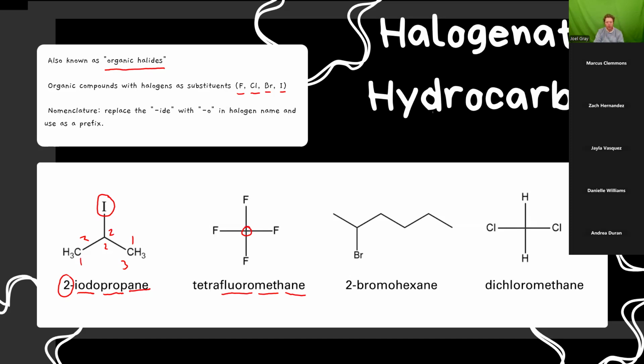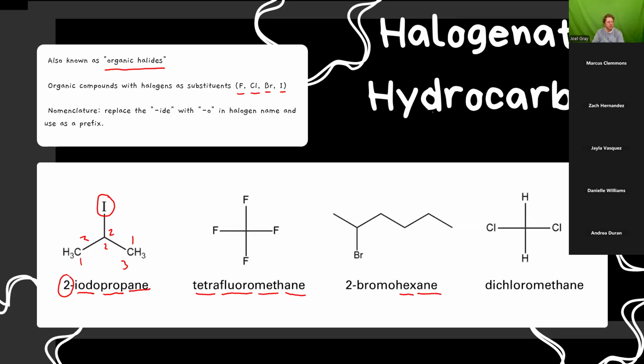Tetrafluoro. Okay, fluoro means we've got fluorine. Tetra means we've got 4 of them. So we've got 4 fluorines around our central carbon. So tetrafluoromethane. And just because this doesn't have any hydrogens doesn't mean that it isn't methane. It's just an organic, or a carbon-based molecule with nothing but fluorine surrounding it.